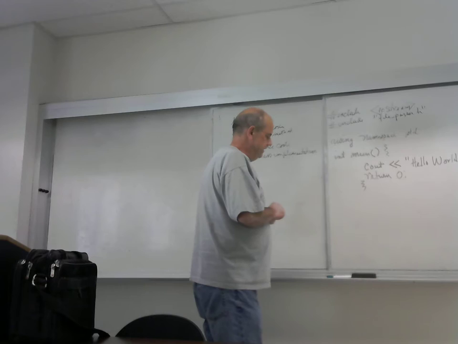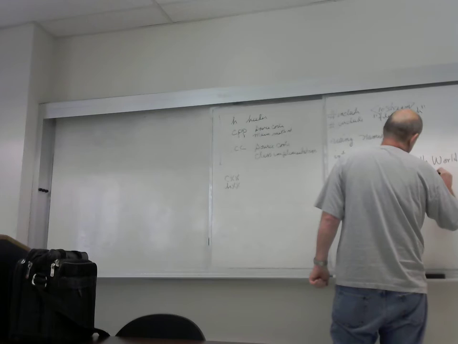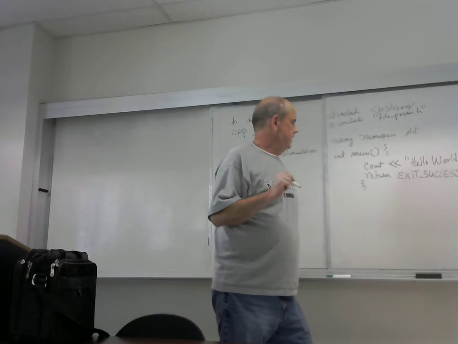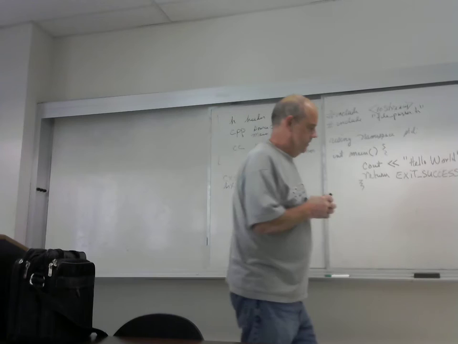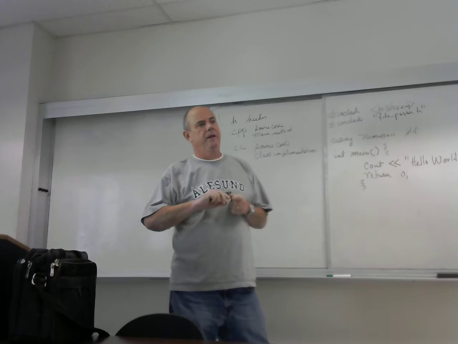They're mainly used for system processing, but they're constants. So instead of 0, you can do exit success. Those are constants, and EXIT_SUCCESS is equal to 0. So you have different codes that you can send. Again, this is mainly used for systems programming, but it's easier and less confusing to just return 0. Questions? Okay.